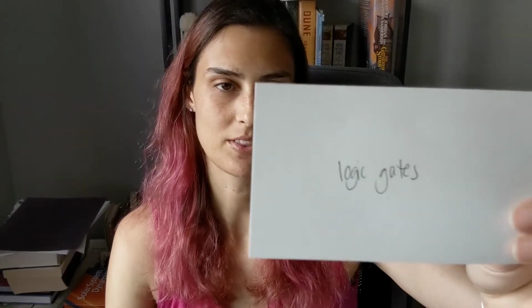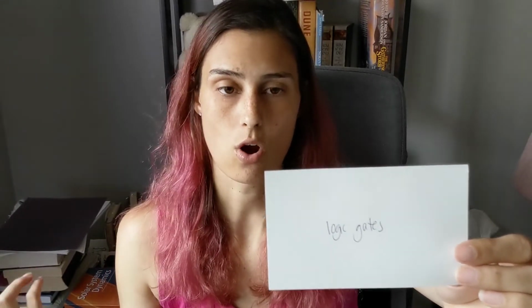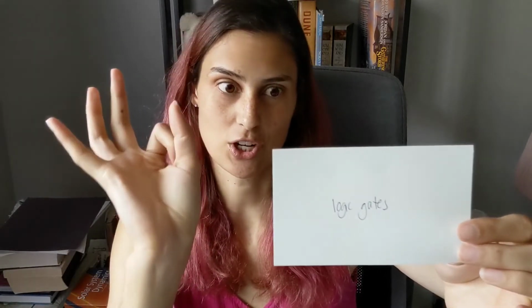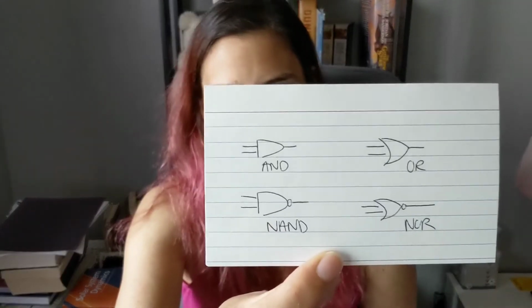Logic gates, so this is kind of hard to describe because it's pictures, but basically there are 4 that you should know: AND, OR, NOR, and NAND, and basically the NOR and NAND have the little circle at the output. That means that it's a negative, and then AND is a kind of triangle. I don't know how to describe this. I'll just show you the pictures.